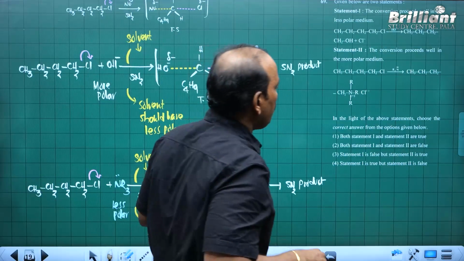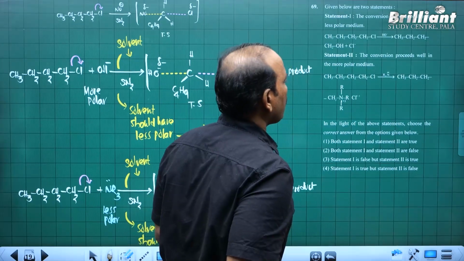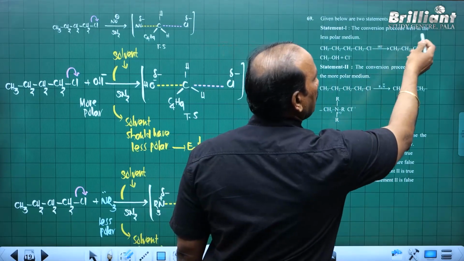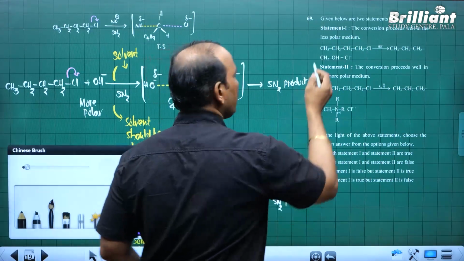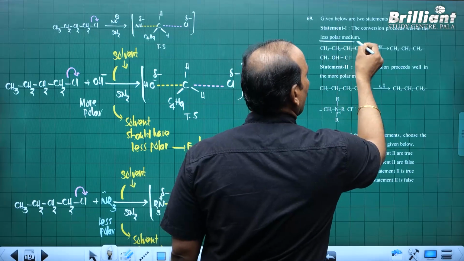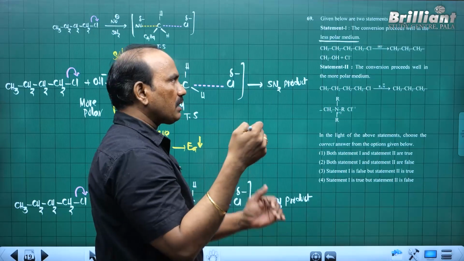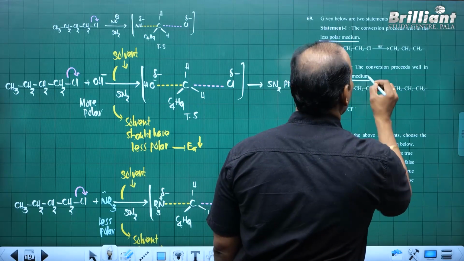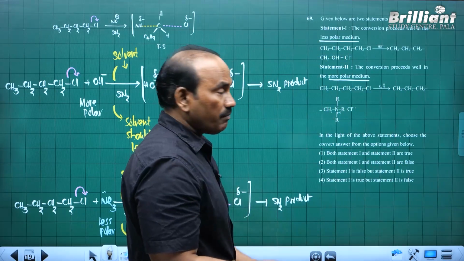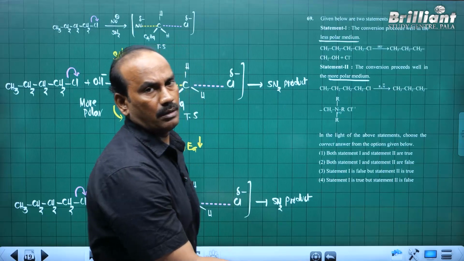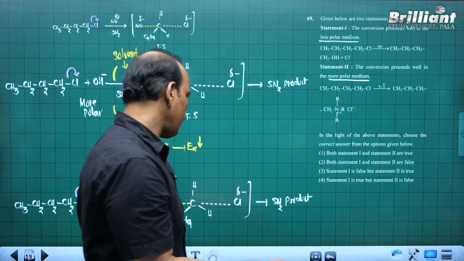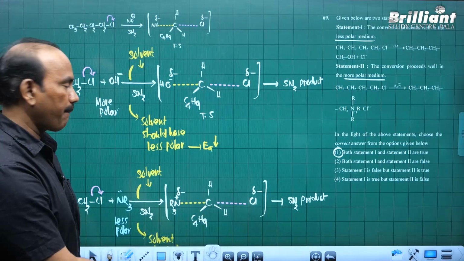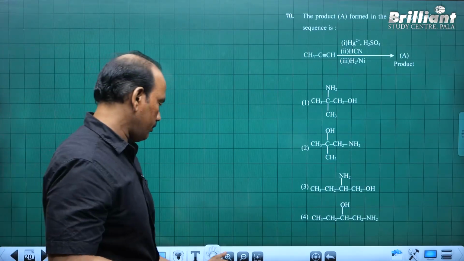So the option is both are correct statements. This is here. This less polar medium, what is the meaning of that? Polar aprotic solvent with less dipole moment. This more polar medium means polar aprotic solvent with more dipole moment. That is the meaning. Clear? It's okay. Next one.